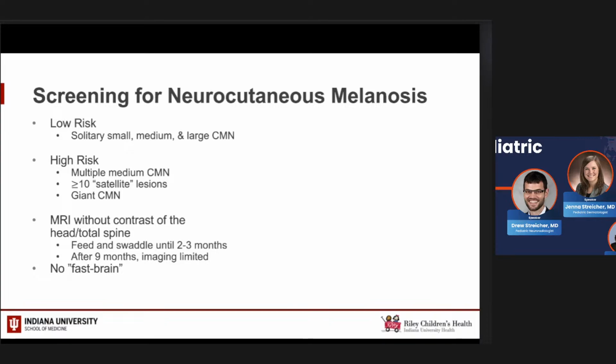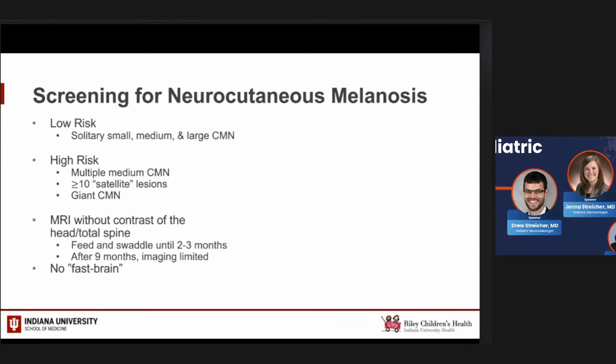And so we usually order an MRI without contrast of the head and the total spine. We try to do this early. So I like these babies to be referred to me as soon as they can, because if I can see them early and get them in, you guys were able to do the feed and swaddle under 2 to 3 months. And then after 9 months, the imaging is pretty limited, which I think Drew will probably mention to you.